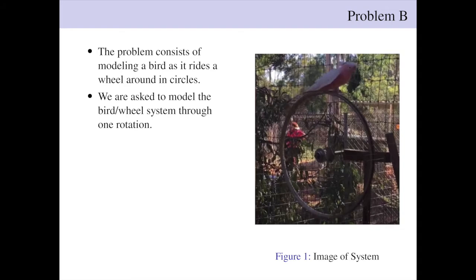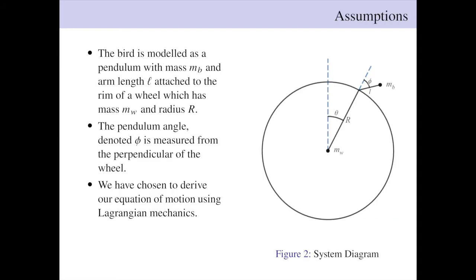We were asked to model one rotation. We chose to model the bird as a pendulum fixed to the rim of a hollow cylinder. This pendulum has a mass m_b located at a length of L from the edge of the cylinder. This cylinder has a mass of m_w, or m sub wheel, and a radius of r. The position of the pendulum is shown by phi. It is important to note for our model, phi is not an independent variable. Instead, it is an explicit function of theta.